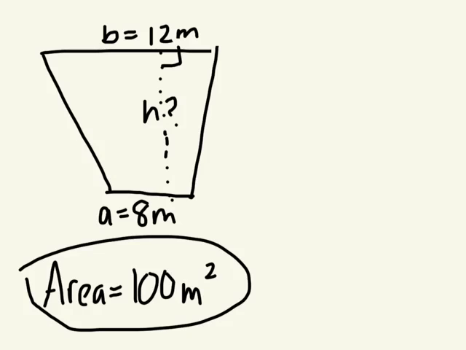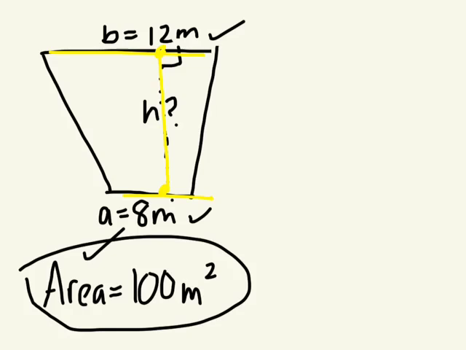Well, this is the front of the yard and this is the back of the yard, so the length from the front to the back would be the height of the trapezoid. If you look at it as a trapezoid, that's the height, which is the length from one end to the other. So you're given the area and you're given the two side lengths that are parallel to each other. We need to find the height.